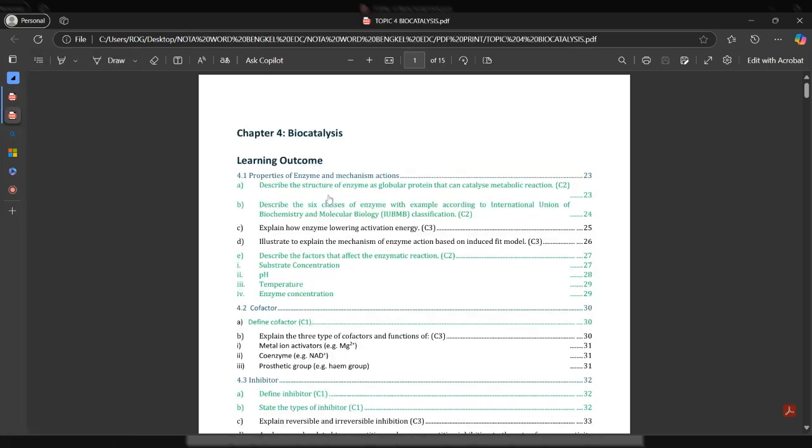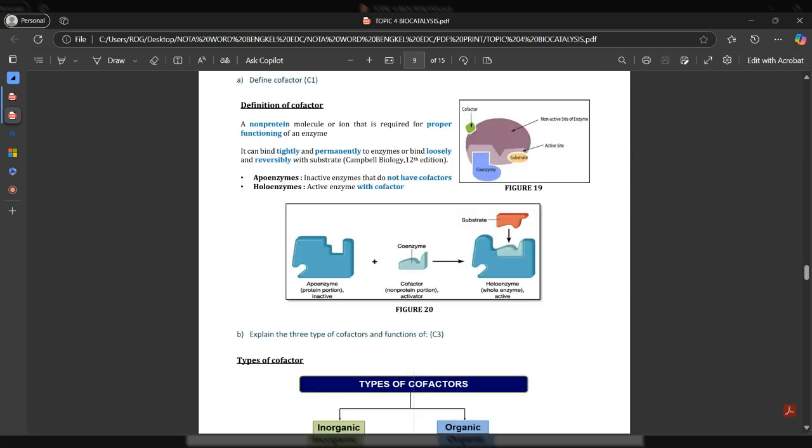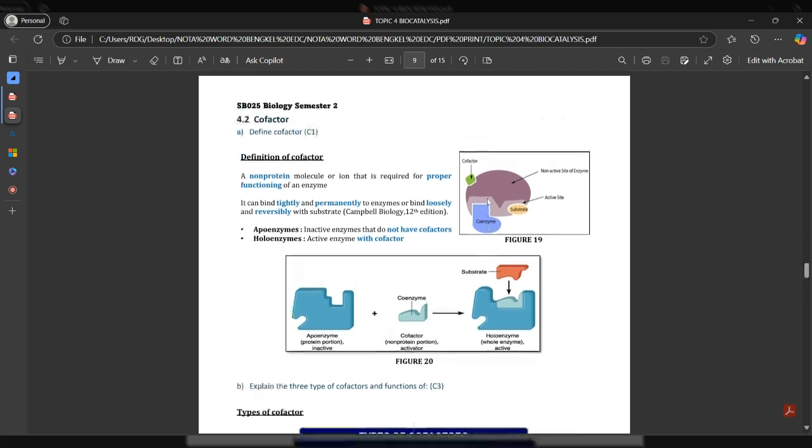Okay, so today we're going to continue our discussion about biocatalysis, in the part on the cofactor. If you look at the cofactor, we actually have a definition of cofactor. So what is actually the cofactor?